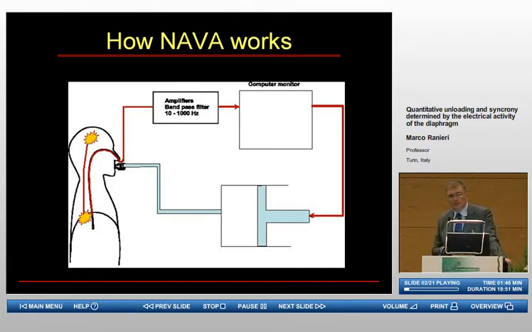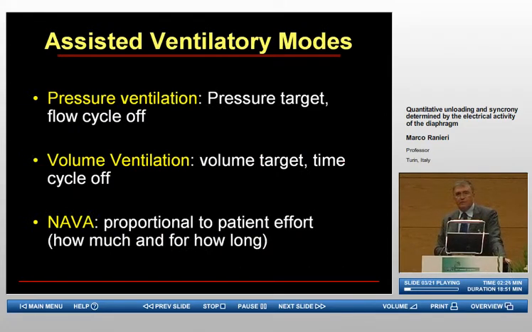I'm sure the previous speakers filled you up with models on how NAVA works, with fancy cartoons, videos, and so on. I don't have it. I have a very simple cartoon. What essentially NAVA does is to measure the electrical activity of the diaphragm, that is the signal that goes from the brain to the muscle, and then use this signal through a complex electronic process, feeds this to the ventilator, and the ventilator uses this signal to apply flow, volume, and pressure.